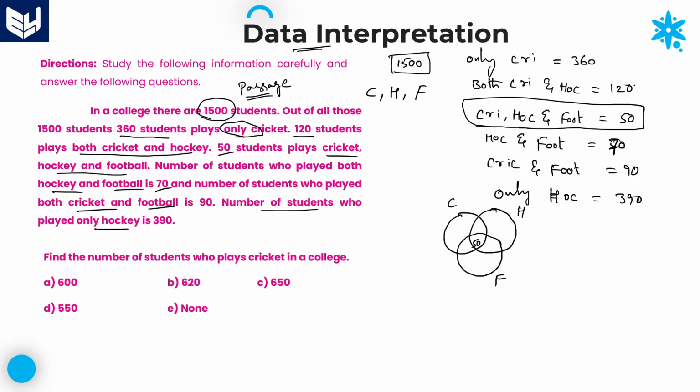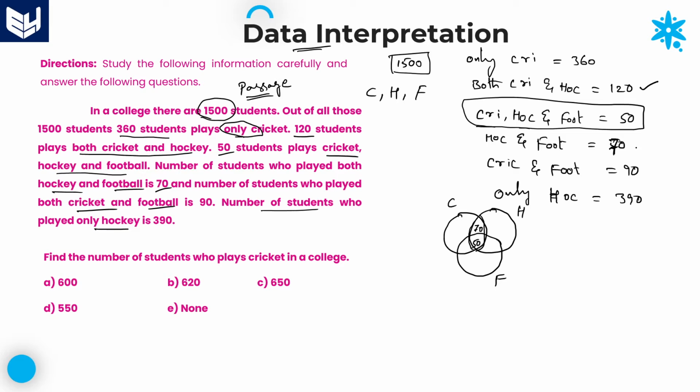After that, look at the combinations of two games: cricket and hockey, hockey and football, and cricket and football. First, cricket and hockey is 120. This is the region where cricket and hockey intersect. In this region, 50 is already filled, so you are left with only 70. That 70 will come at this position.